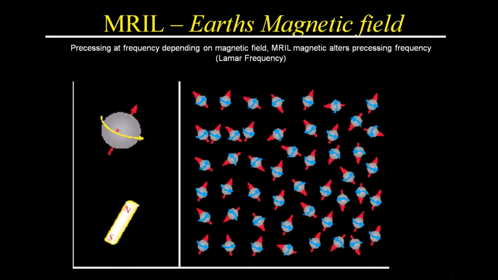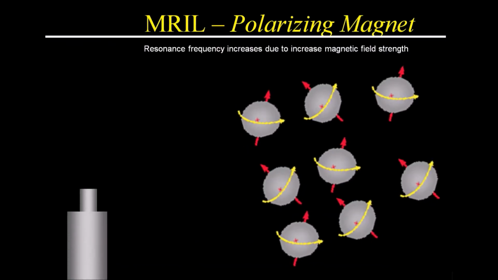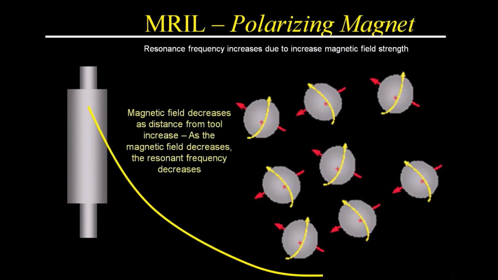The first slide introduces the concept that hydrogen protons are precessing around their magnetic pole and that they are oriented with the Earth's magnetic field. The frequency of their precession is dependent on the magnetic field strength and is known as the Larmor frequency. This slide shows that the hydrogen protons will align with the Emerald tool's magnetic field and that their precession frequency will increase due to the stronger field.